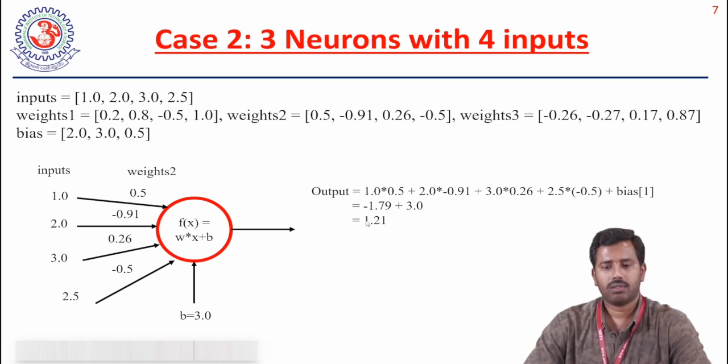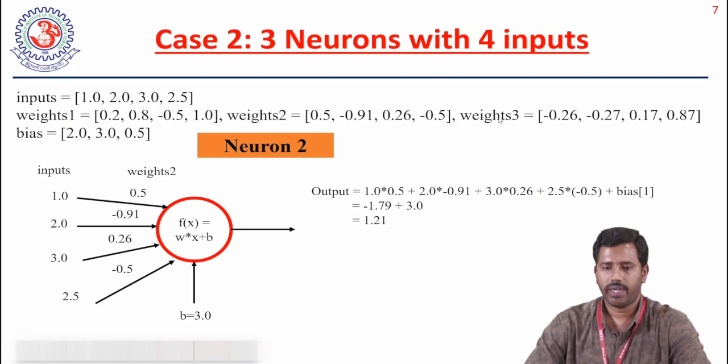Now let us discuss neuron 3. Neuron 3 will take the same input values, but the weight vector is from weights 3.